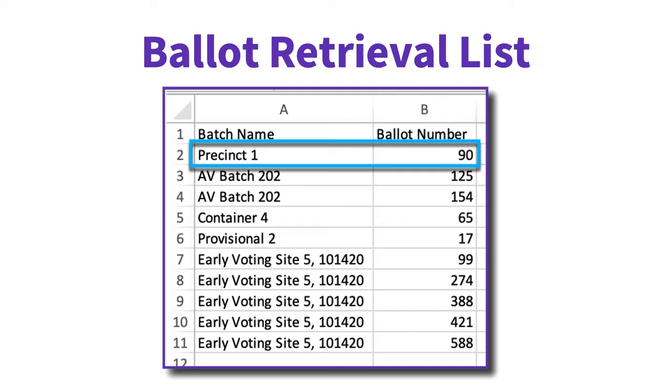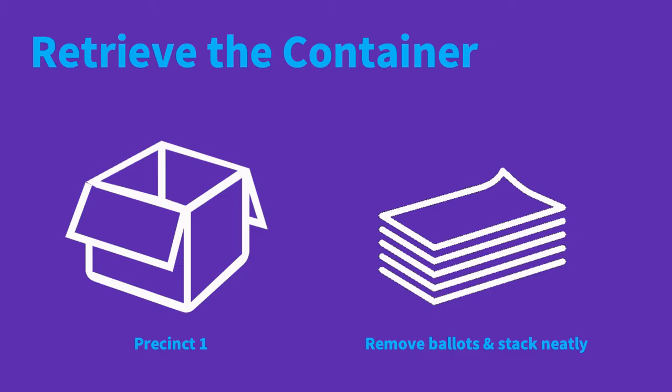The ballot retrieval list tells you which container you will find each ballot in. Each ballot retrieval list will show the container and the associated ballot number for each ballot that needs to be retrieved. Retrieve the correct container and perform any chain of custody verification steps that may be required. Then, open the container, pull the entire batch of ballots out of the storage container. They might be organized or they might be messy, that's okay. Simply manipulate them so you have a nice and mostly neat stack of ballots.